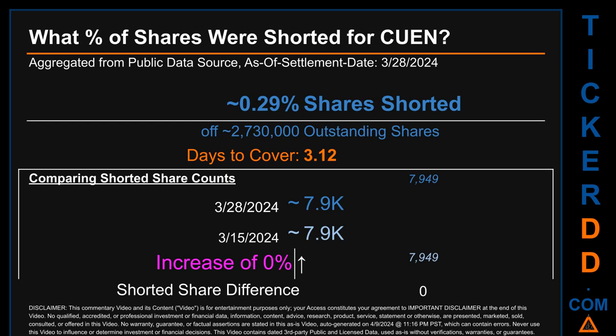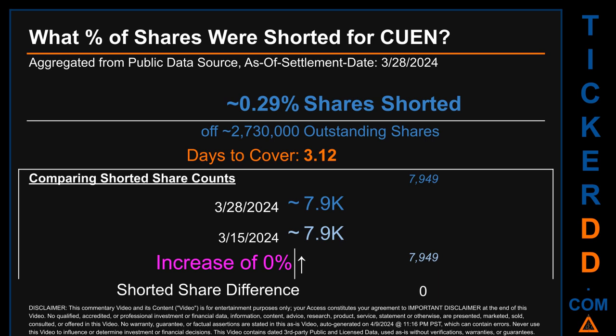What percentage of shares were shorted for CUEN for the 2-week period ending on settlement date March 28, 2024? About 7.9 thousand shares of CUEN were shorted out of a total of approximately 2.7 million outstanding shares. Therefore, based on as-is discovered public data when this video was generated, the ticker has a short interest of roughly 0.29%, which I got by taking the number of shorted shares and dividing it by the number of outstanding shares to get the percentage value. Days to cover is 3.12.